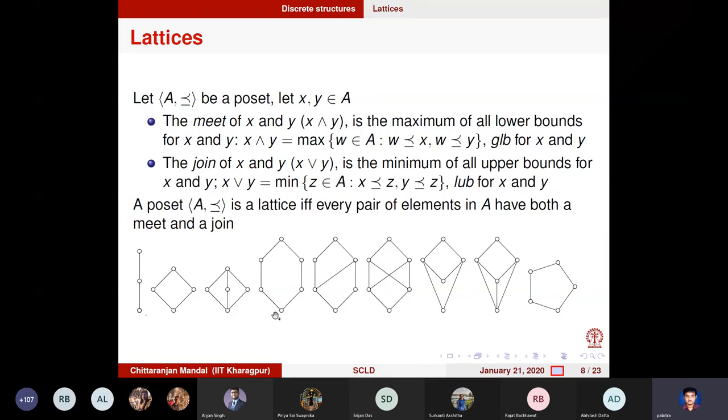What about this? I have drawn a kind of diagonal here. Now you tell me. If we look at the lower bound of this left top element and the lower bound of this, the lower bound of this is this and this, and the lower bound of this is this and this. So the common elements of the lower bounds are these. What is the meet of them?